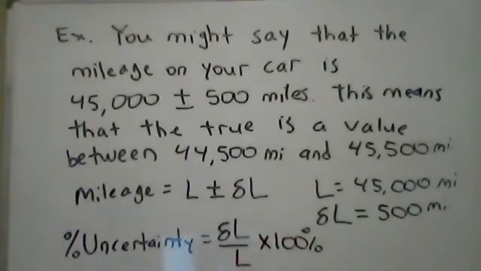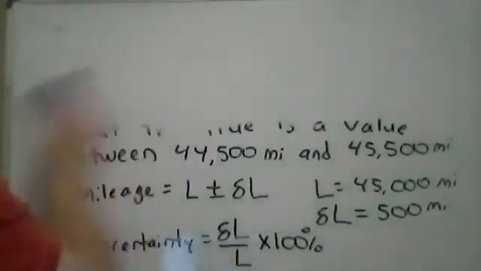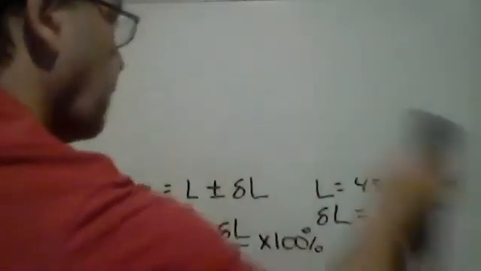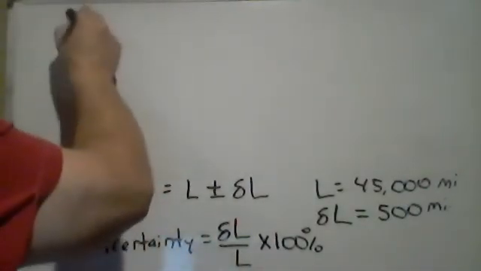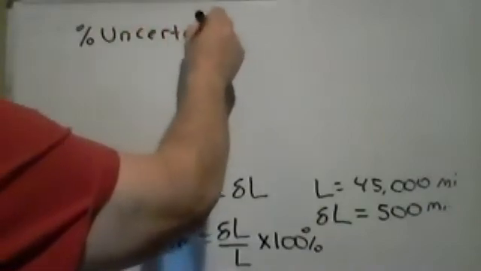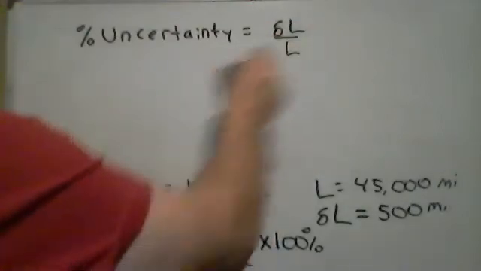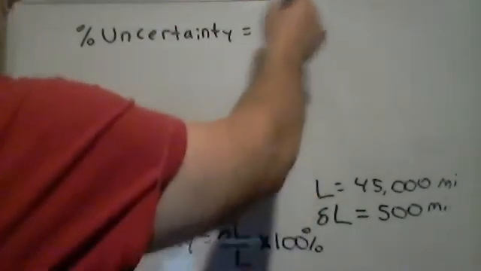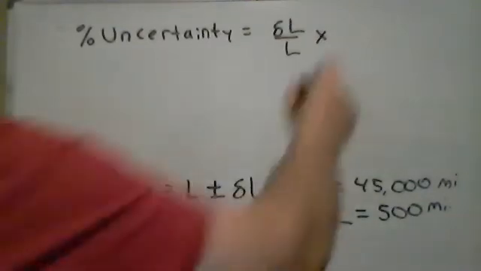Right? So in this particular example, I have a limited whiteboard here, so I'm going to erase the verbiage. Let me give you a value here. So percent uncertainty, again, what is it? Percent uncertainty is delta L over L times 100%, and this is going to give you a unitless number, length over length cancels out.